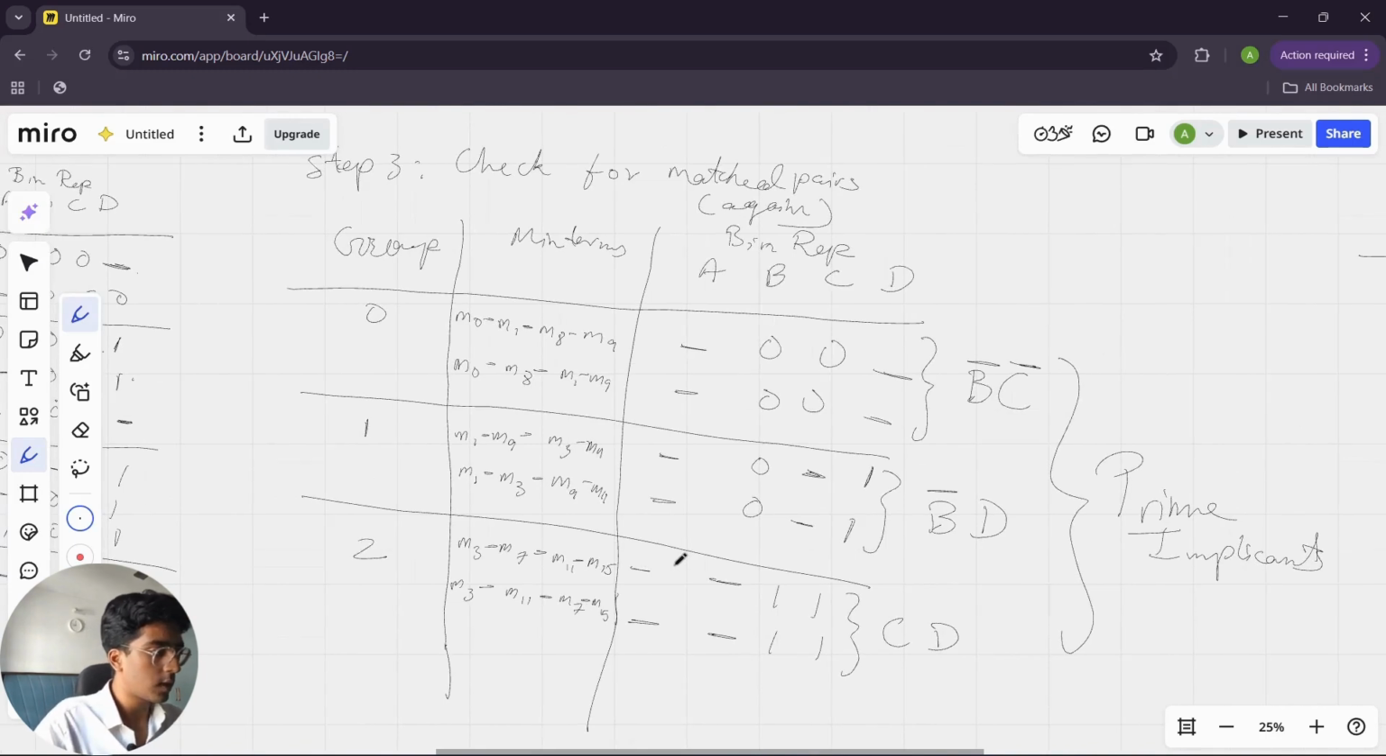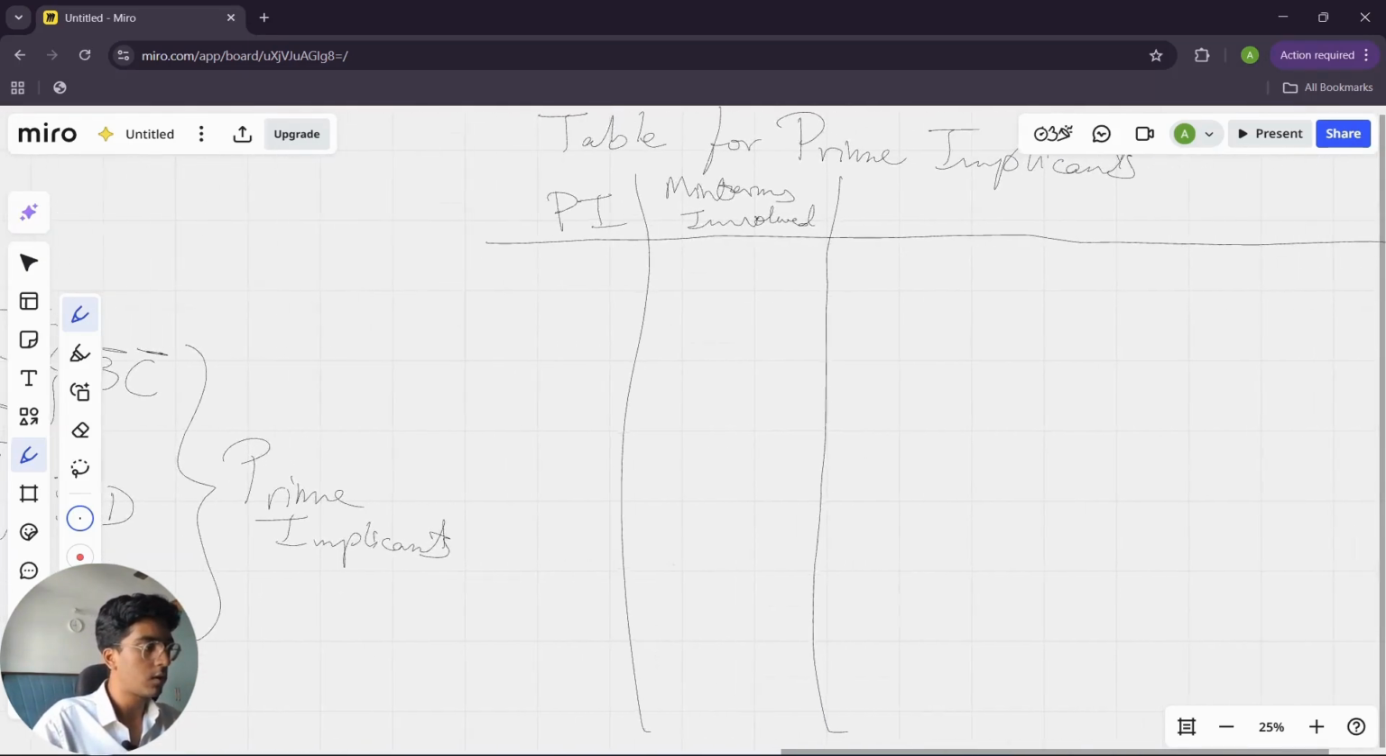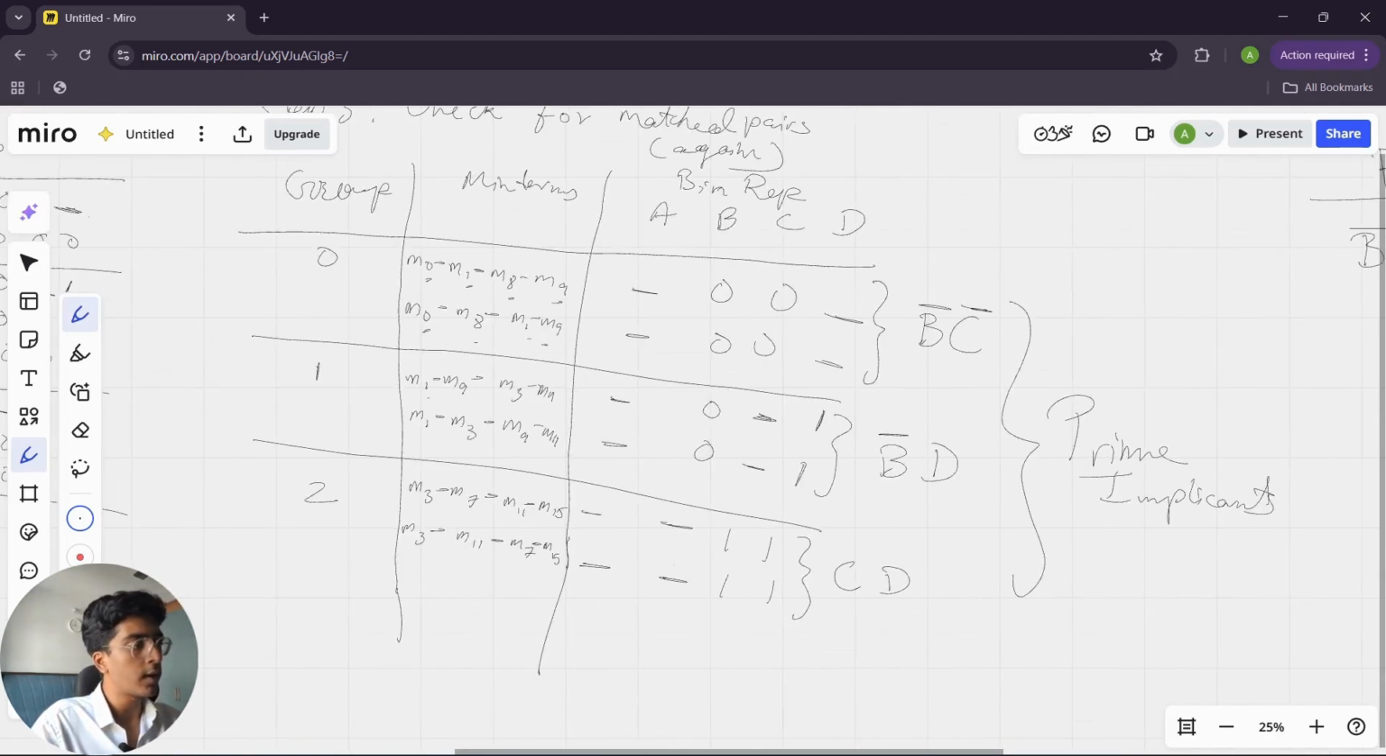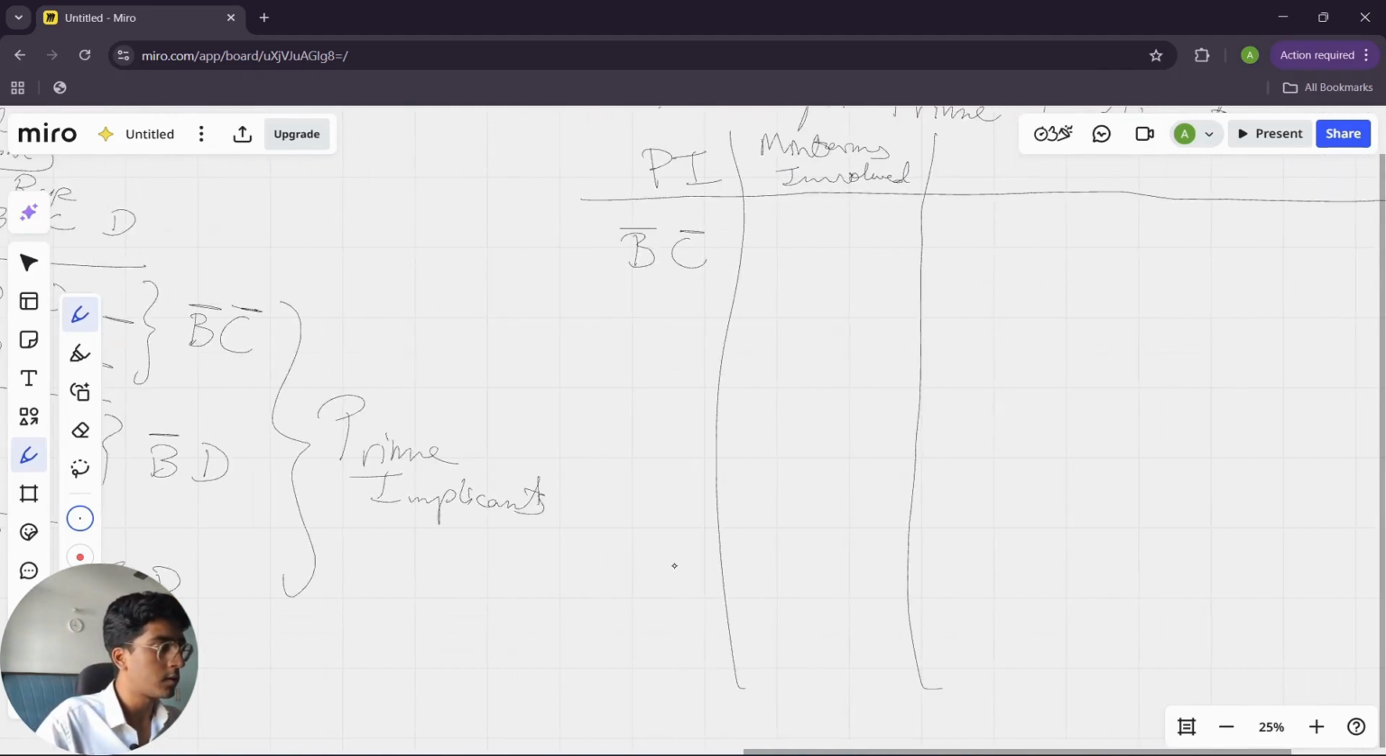As you can see over here, the min terms that are left over, we have 0, 1, 8 and 9. Same thing, this is 0, 1, 8, 9. Over here we have 1, 3, 9, 11. Same, 1, 3, 9, 11. So these are the min terms that are finally left out after all the steps. So the first prime implicant we have is B bar and C bar. And what were the min terms left over there? It is 0, 1, 8 and 9.